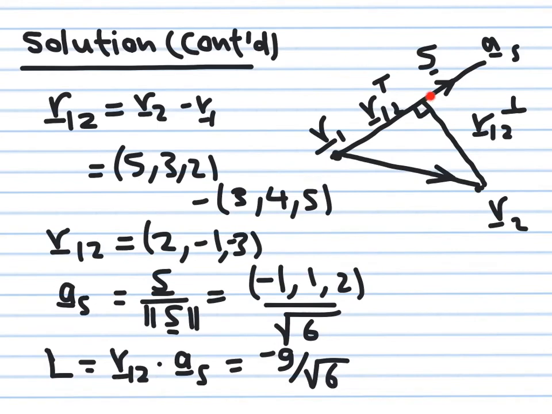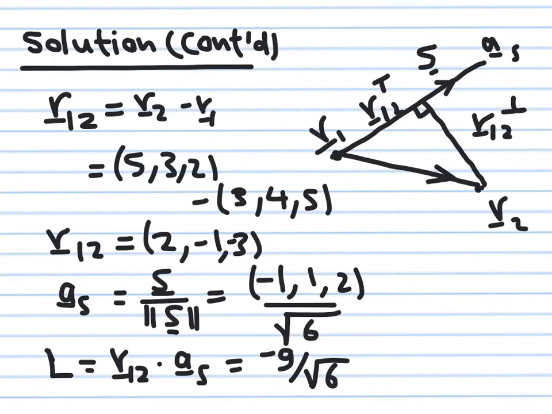So the length L, which is this length here, is nothing but the dot product between r12 and aS. So I do this inner product. 2 multiplying minus 1, you get minus 2. Minus 1 multiplying 1, you get minus 1. 3 multiplying 2, you get minus 6. So this gives you minus 9 divided by square root of 6. I did the dot product between this one and this one. Okay? So we found that the length L is minus 9 over square root of 6.